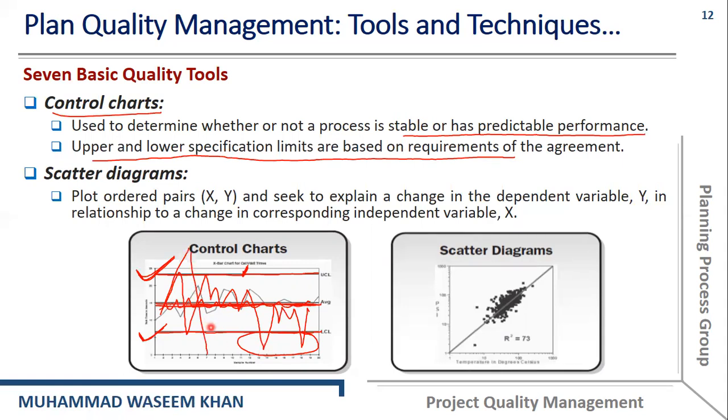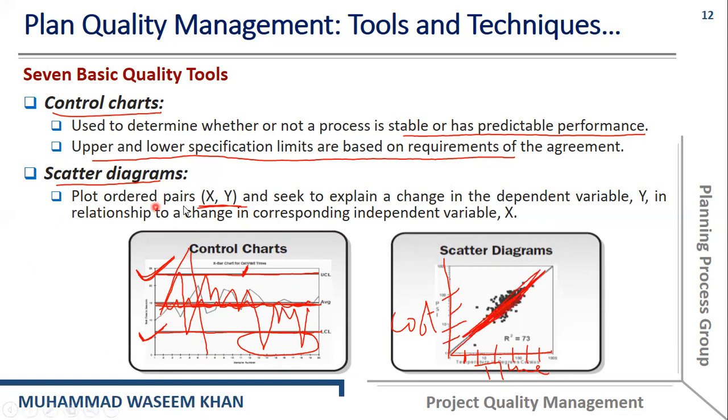So simply we can say that if the data or the output is within these upper and lower control limits, then the process is within our control. But if the data exceed any of the upper or lower control limits, then we can say that the process is not under control, and we need to take steps or measures to improve our process and bring it into the control limits.